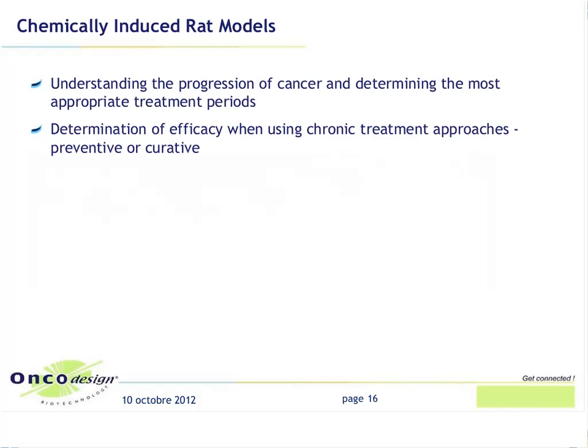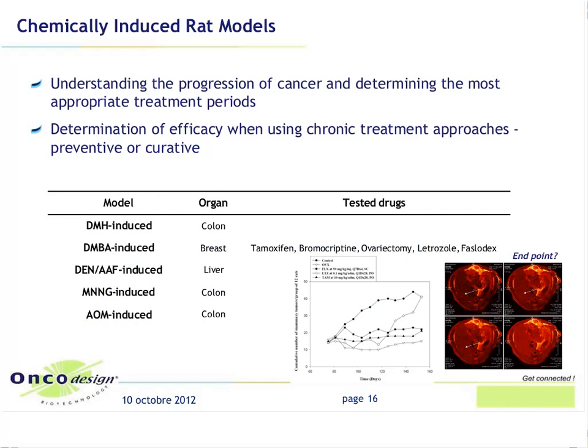The disadvantage is to generate a sufficient number of animals at the same stage of tumor development, and the heterogeneity of these models. However, this heterogeneity is clinical reality. At Oncodesign, we can propose a number of different chemically induced models, like colon, breast, or liver. As described for colon and liver, the tumor growth is difficult to follow, and MRI imaging is an interesting added value.